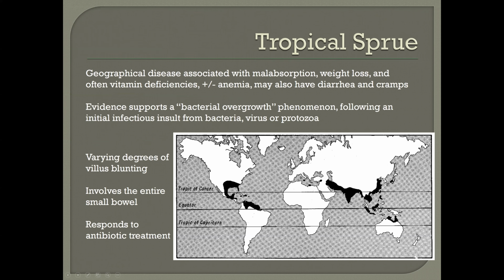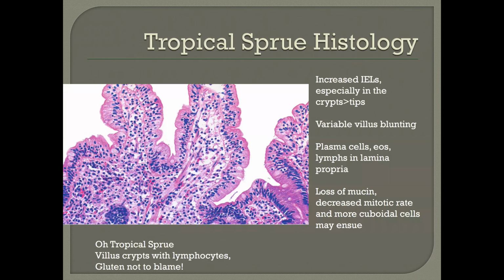It does respond to antibiotic treatment, sort of going along with the bacterial overgrowth theory. Here's a nice example of what it can look like. We see just lots and lots of lymphocytes here in this intraepithelial compartment, not too much increased elsewhere, and variable degrees of blunting, as we've indicated.